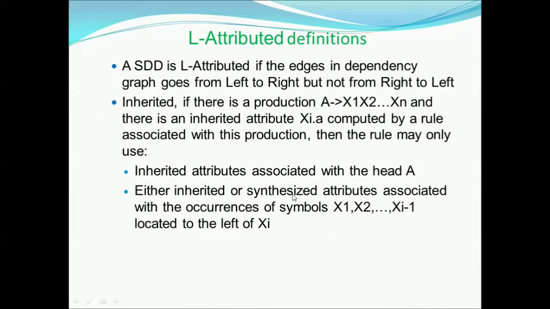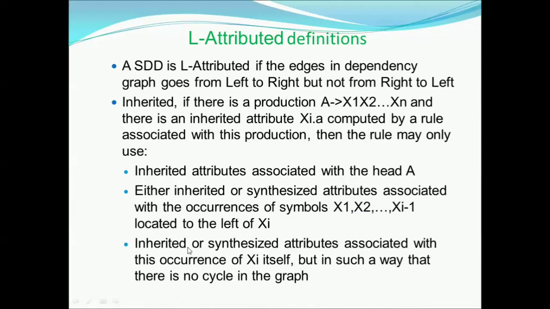Either inherited or synthesized attributes may be associated with the occurrences of symbols X1, X2 up to Xi minus 1. Assume that you are looking for an inherited attribute for Xi. Whatever attribute value is associated with the grammar symbols from X1 to Xi minus 1 may be inherited or synthesized, but if we get its value from the left, it is always an inherited attribute. Also, inherited or synthesized attributes associated with this occurrence of Xi itself, but in such a way that there is no cycle in the graph.